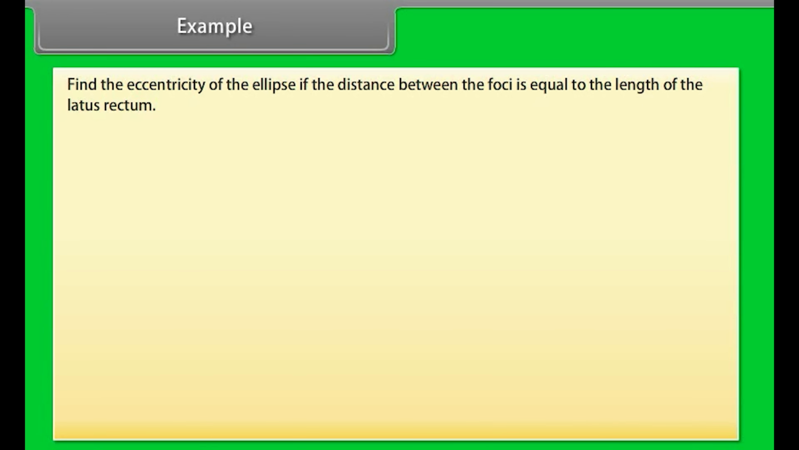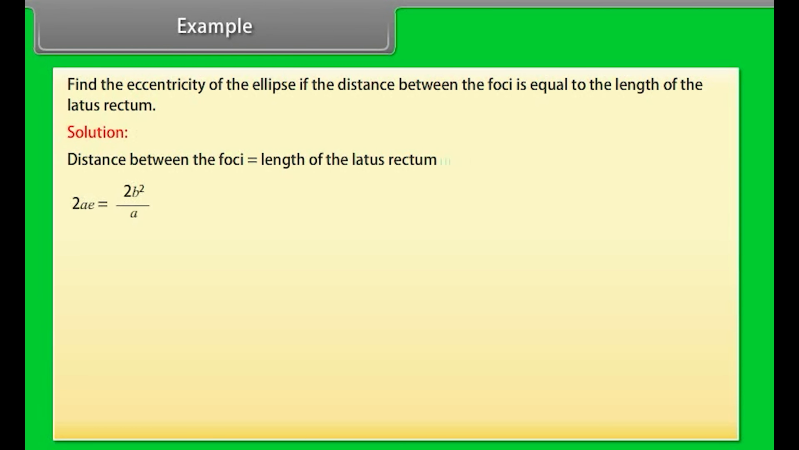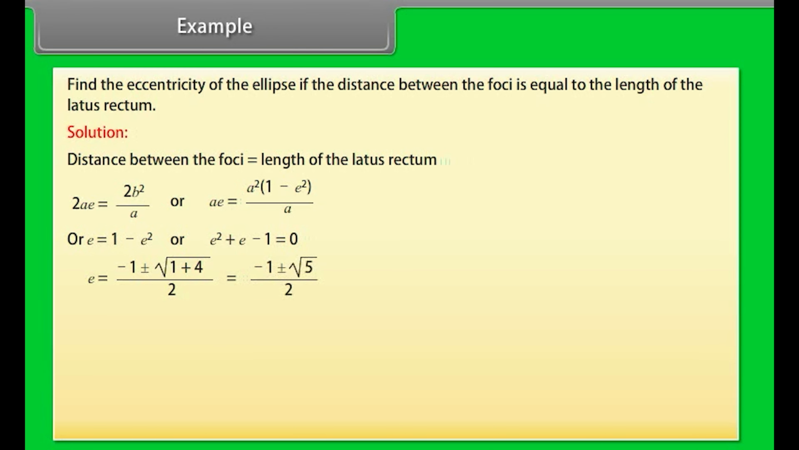Example: find the eccentricity of the ellipse if the distance between the foci is equal to the length of the latus rectum. Solution: distance between the foci is equal to length of the latus rectum. 2ae is equal to 2b squared upon a, or ae is equal to a squared into (1 minus e squared) upon a, or e is equal to 1 minus e squared, or e squared plus e minus 1 is equal to 0. e is equal to (minus 1 plus or minus the square root of 1 plus 4) upon 2, which is equal to (minus 1 plus or minus the square root of 5) upon 2.